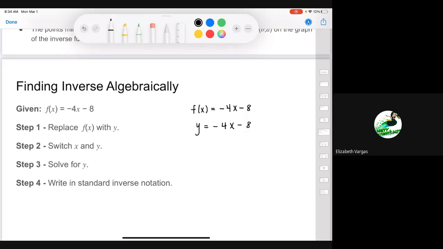Okay, sorry about that. So you're going to replace your f(x) with your y like you see here. And in order to find the inverse, what you want to do is switch your x and your y, because that's what happens in your inverse. You start with your original (x, y), and whenever you get your inverse, it becomes (y, x). As you can see, it's switched. So in the equation, you want to do the same thing. So it becomes x equals -4y minus 8, and we switched the x and y.